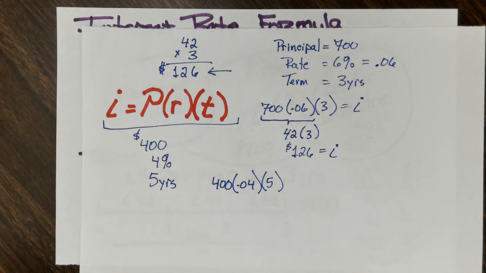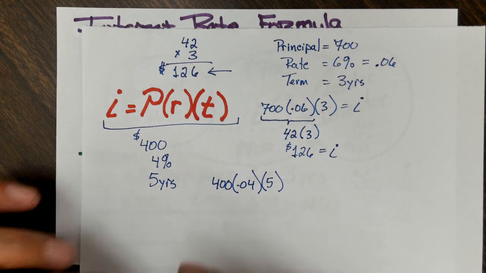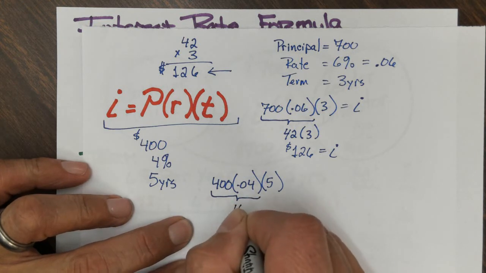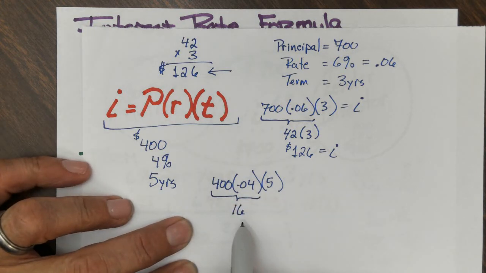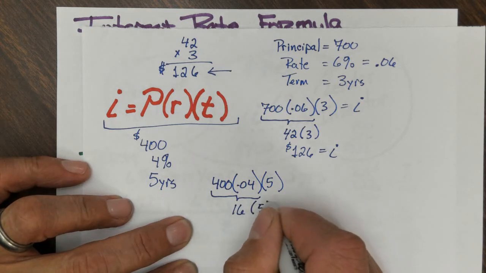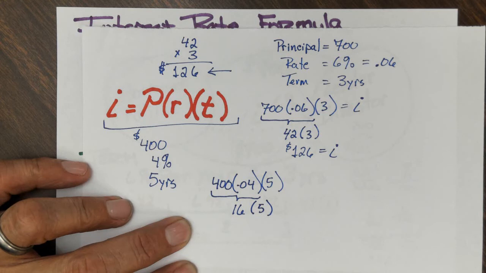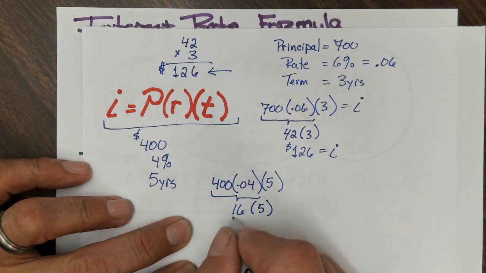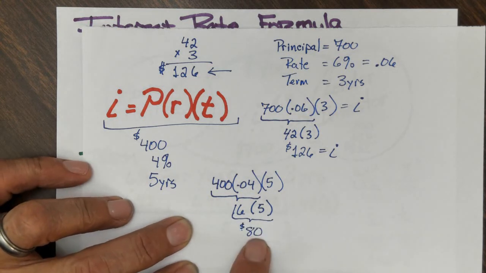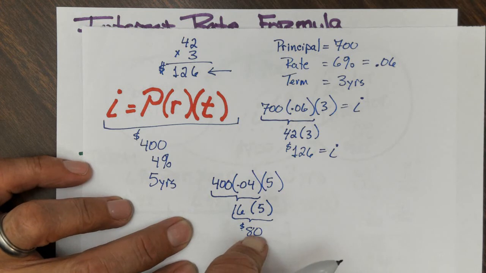So we would take 400, multiply it by 0.04, and we're going to get 16. So this is 16. And that would be the interest for 1 year. But then we're going to have this for 5 years. So 16 times 5 is 80. So $80. After 5 years, the bank would have paid you $80.